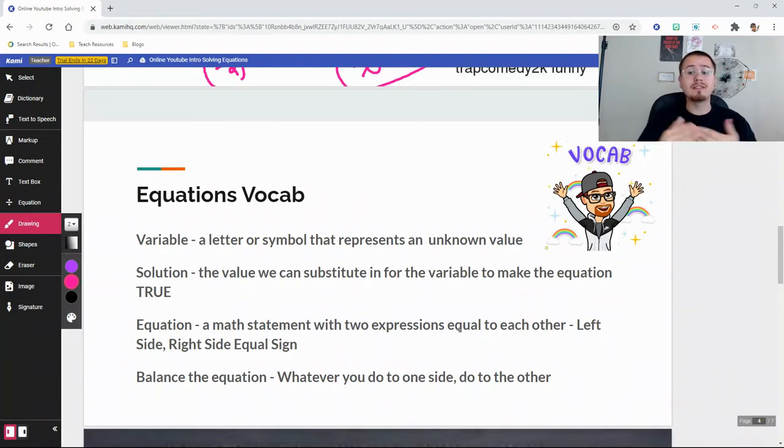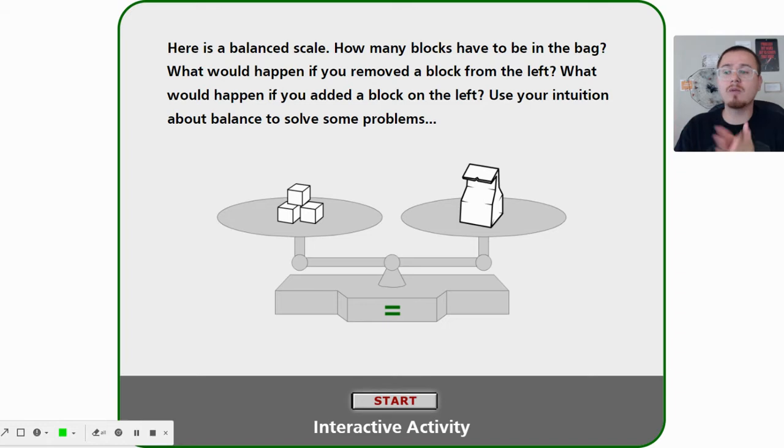Now, let's talk about balancing the equation. A lot of times you'll see a scale, or you'll see that visual. So let's get into that. X's and ones, we're looking at bags and blocks. The question is, can we keep it balanced? And how many blocks are in each bag? Unless you have some type of crazy X-ray vision, you don't know. We have to figure that out, and that's what algebra lets us do.